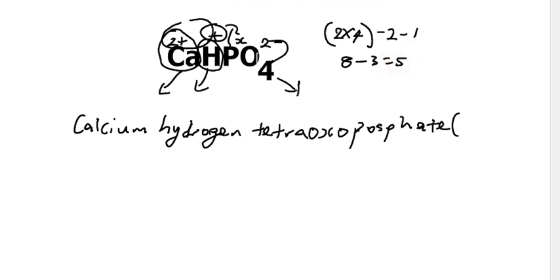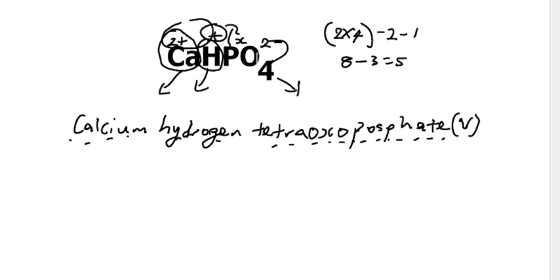So the oxidation number of phosphorus here is simply plus 5 in the Roman numeral. It becomes V. So we can call this compound calcium hydrogen tetraoxo phosphate(V) without stress.